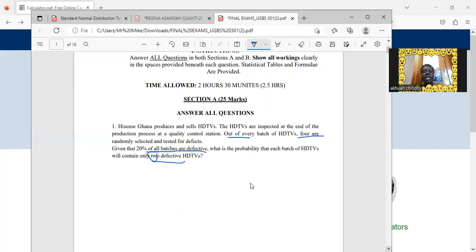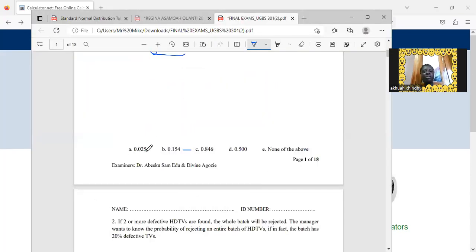From here, we have 0.025, which is not this. We have 0.154, and then we got 0.1536. So it means that they rounded it to 3 decimal places. So this will become our answer. I hope you understand this part. All right, so let's move on to the next question.